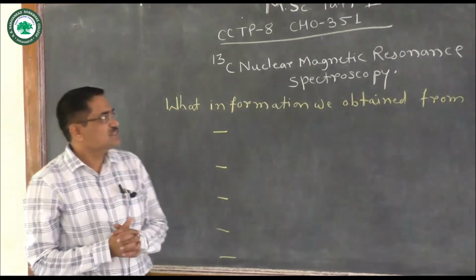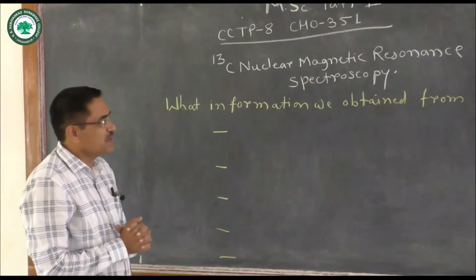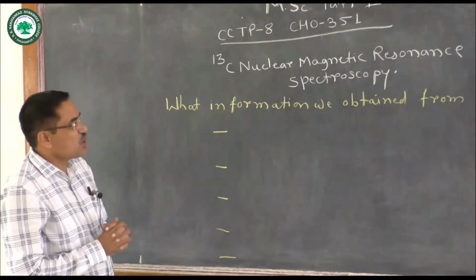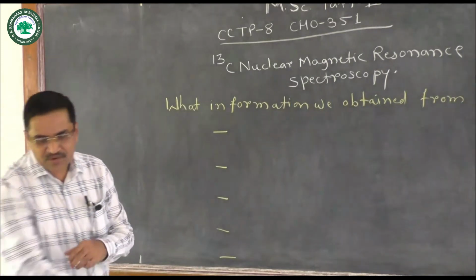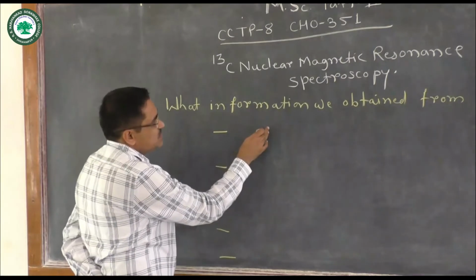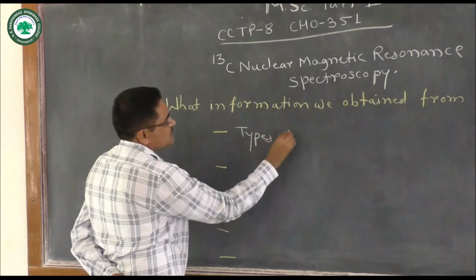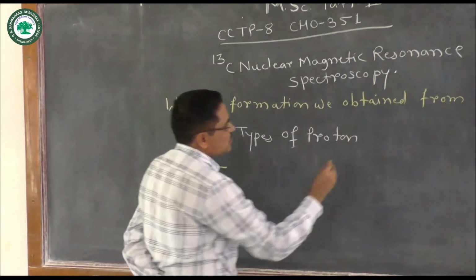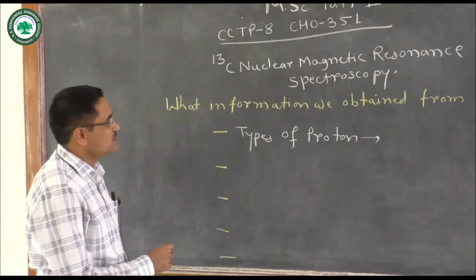Before starting 13C NMR, we will see something about PMR. So one question is, what information do we obtain from PMR? We will see it one by one. The first information from PMR is the types of proton. Types of proton depend upon the environment of that particular proton.